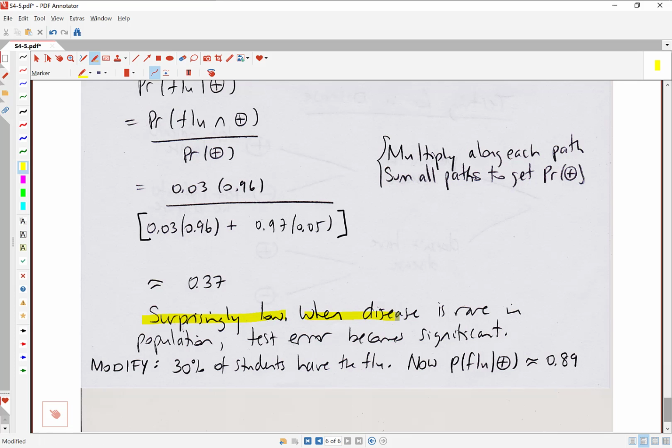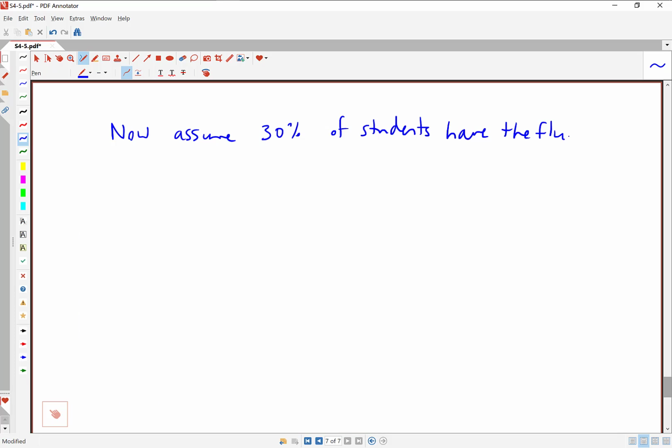That happens when the disease is rare in the population. So in our example, only 3% of people had the flu. Therefore, that disease could be considered rare in the population. And when that disease is rare, the test error becomes significant. So if we actually repeated this problem and made it so that now 30% of students have the flu instead of just 3%, we'll see a much more reasonable probability. So let's just run through that quickly.